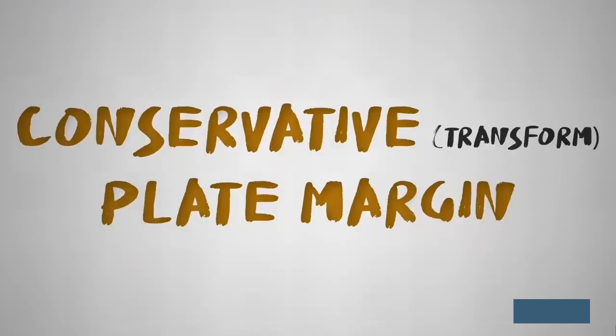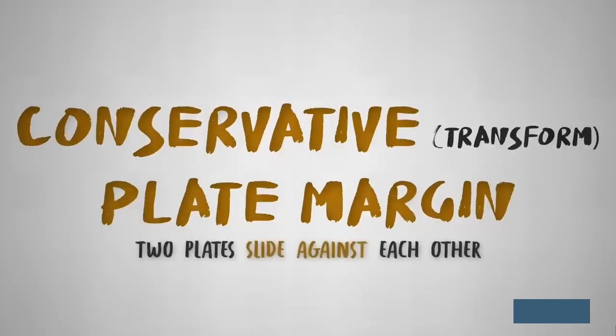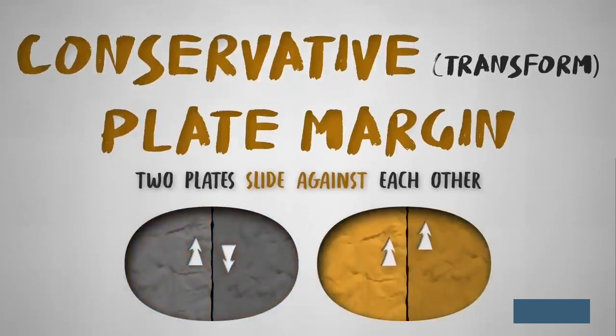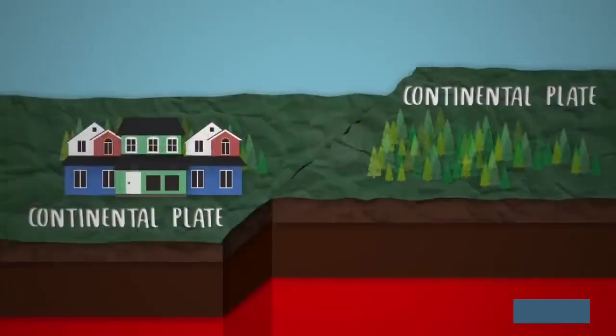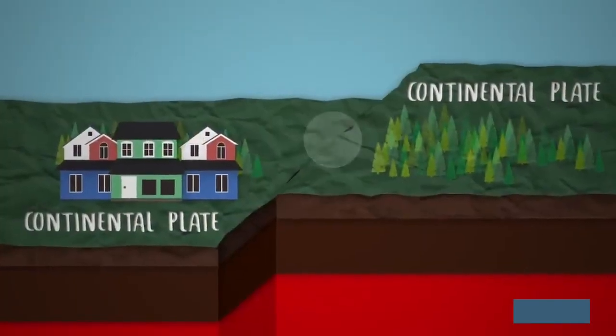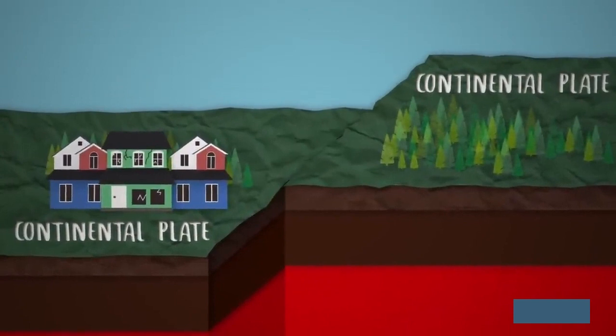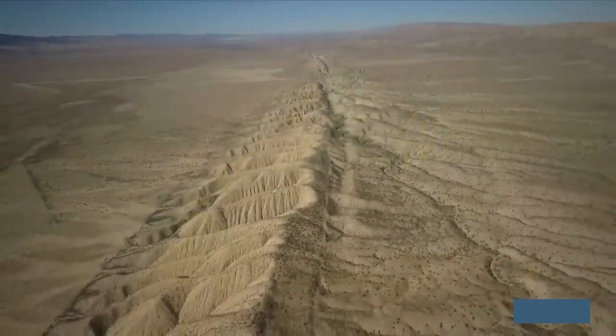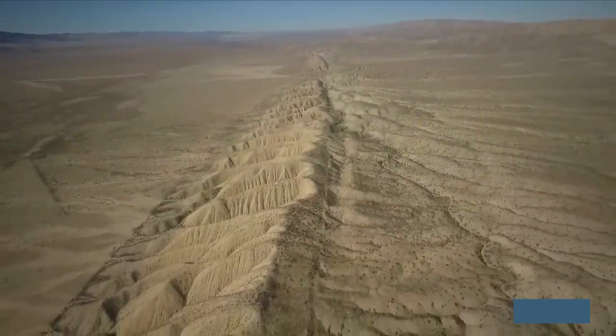At the conservative or transform plate margin, 2 plates slide against each other either in different directions or in the same direction at different speeds. The movements of these plates also cause earthquakes. The San Andreas Fault in California is an example of a conservative plate margin.